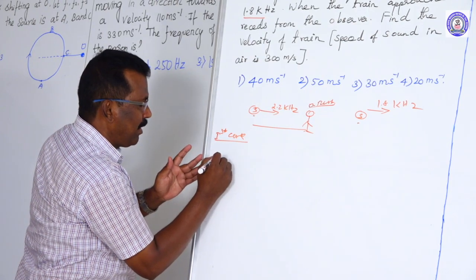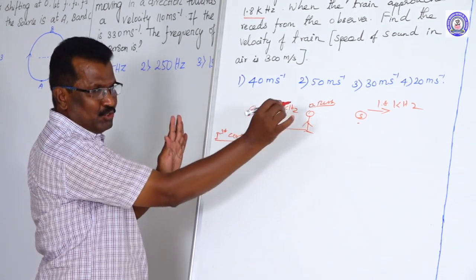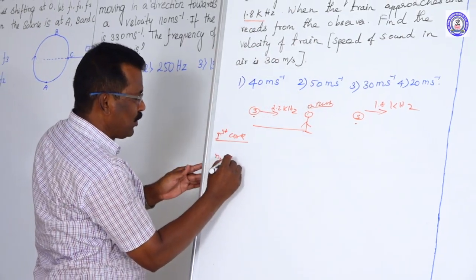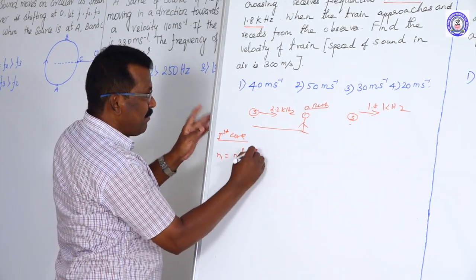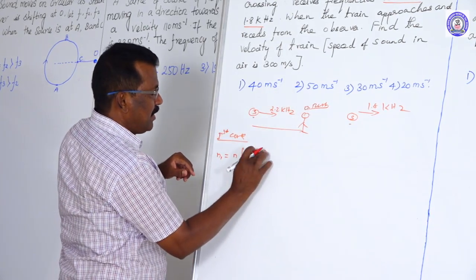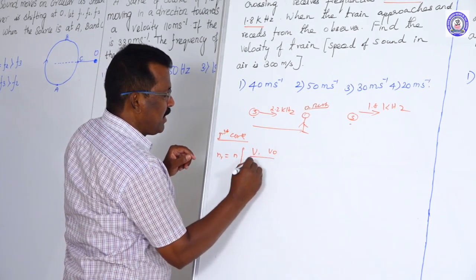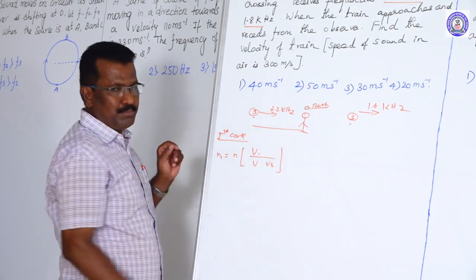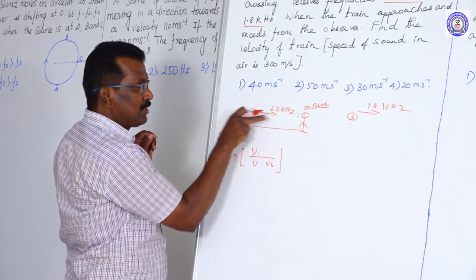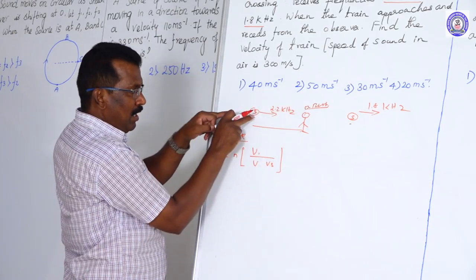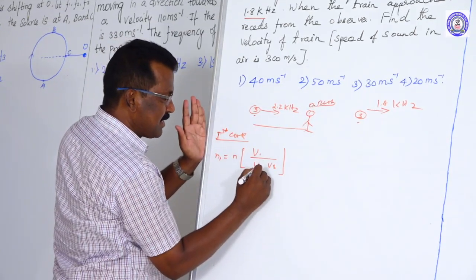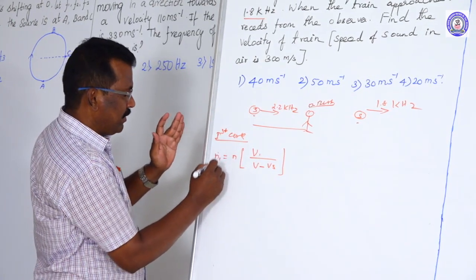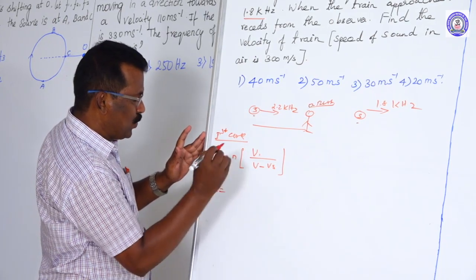So n prime, or you put n1, because there are two situations, there are two different frequencies. One is 2.2 kHz, one is 1.8 kHz. n1 is equal to n times v minus vo divided by v minus vs. Observer at rest, so vo is 0. The source is moving towards the stationary observer, from left to right, so this is minus. First case, let's say n1. In the second case, n2.